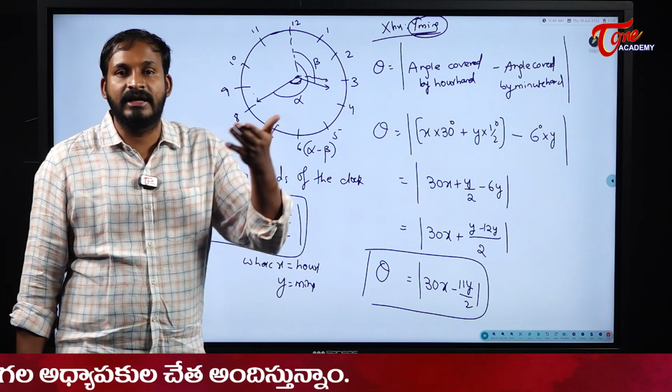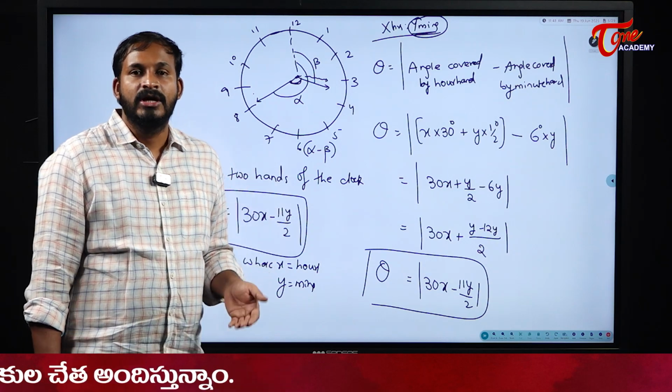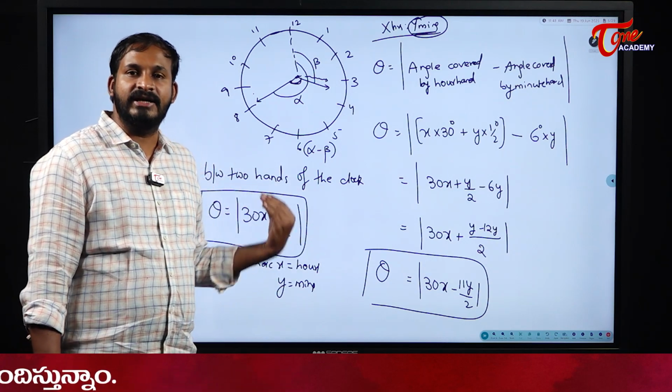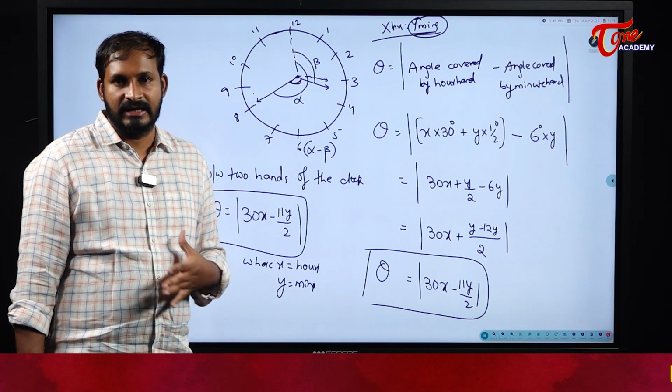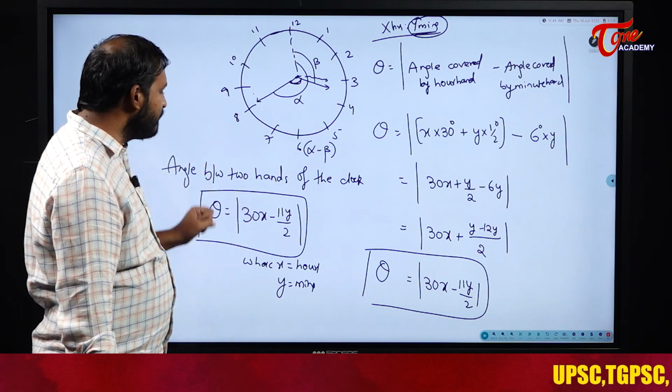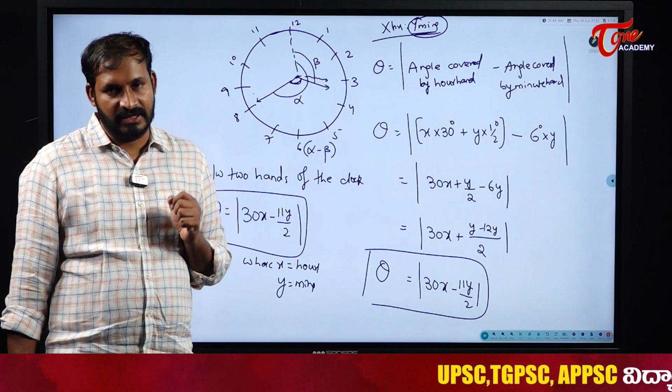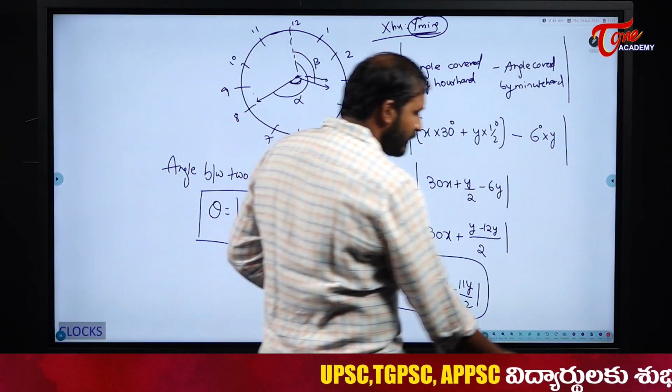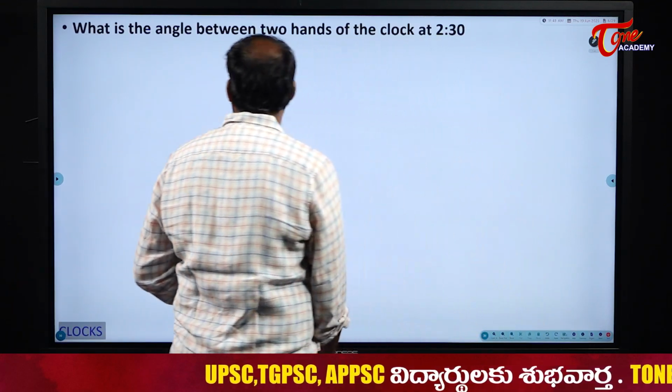If you get a value greater than 180 degrees, what will you do? You will find its reflex angle and then write your final answer. Understood? So, this is the angle between two hands of the clock formula for us. Right. Next, we are going to solve some problems.